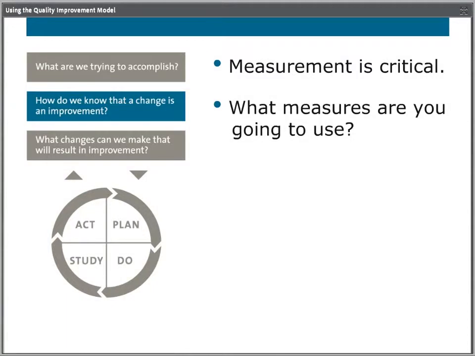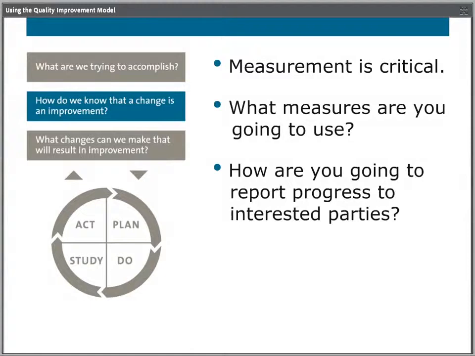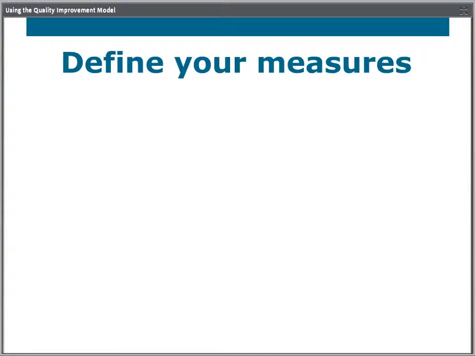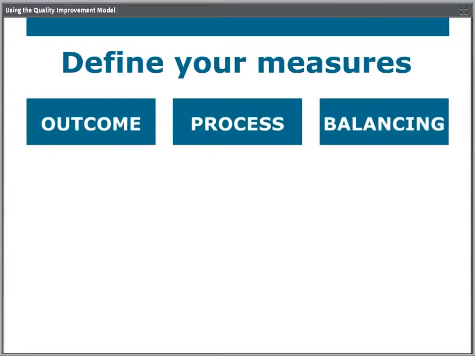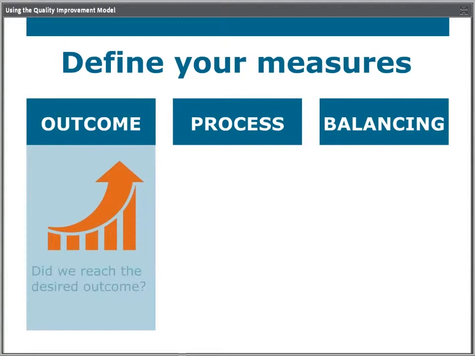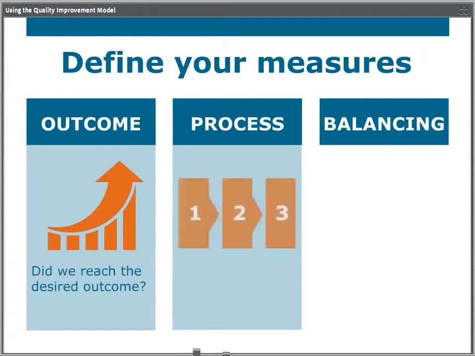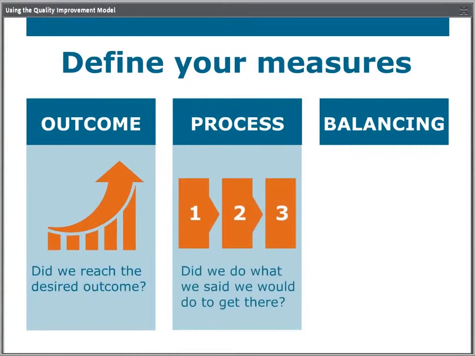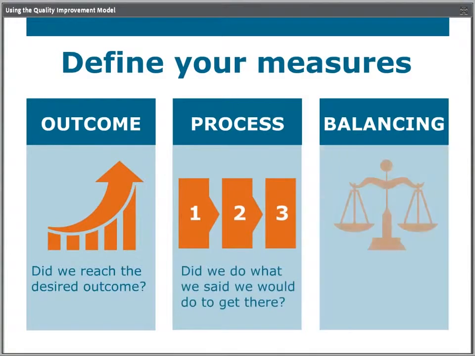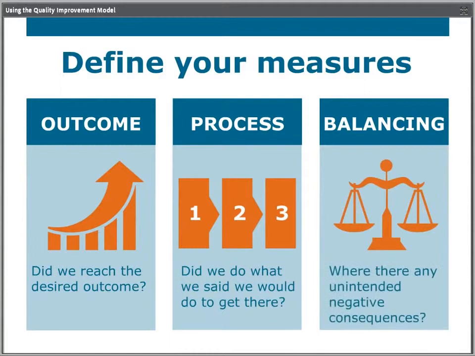And then how are you going to report progress to the interested parties? You really need to know who your audience is to decide which type of measures you're going to use. So let's go on to defining three kinds of measures that you might typically use. We have outcome, process, and balancing measures. Outcome measures, we're asking, did we reach the desired outcome that we intended to have? Process measures, did we say what we would do to get there? And balancing measures, were there any unintended negative consequences as a result of this?